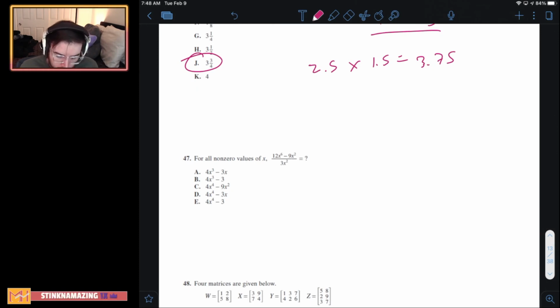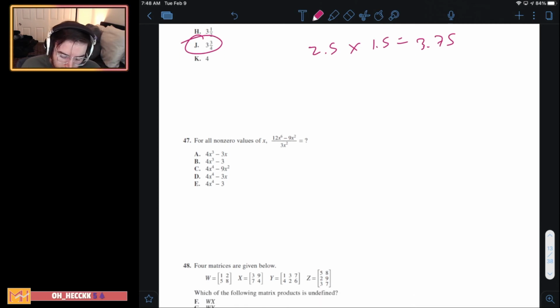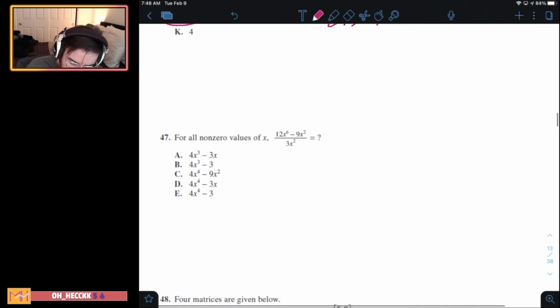All right. Maybe 1 or 2 more. Let's just try that happy medium of 15 minutes. For all non-zero values of x, what does this equal?